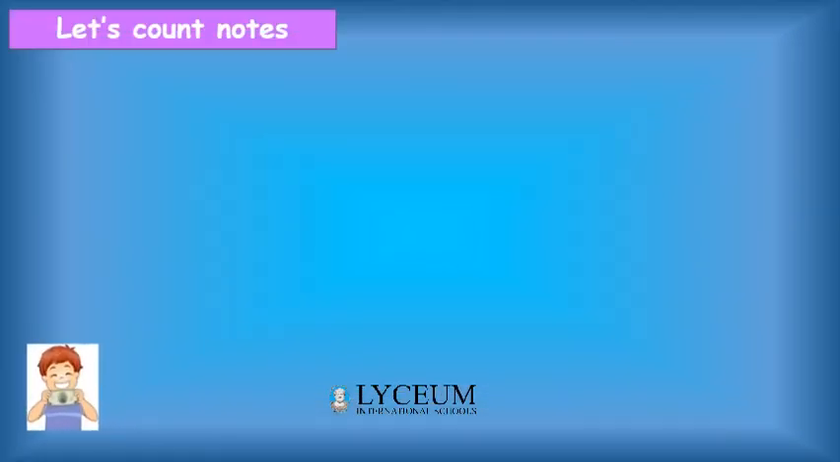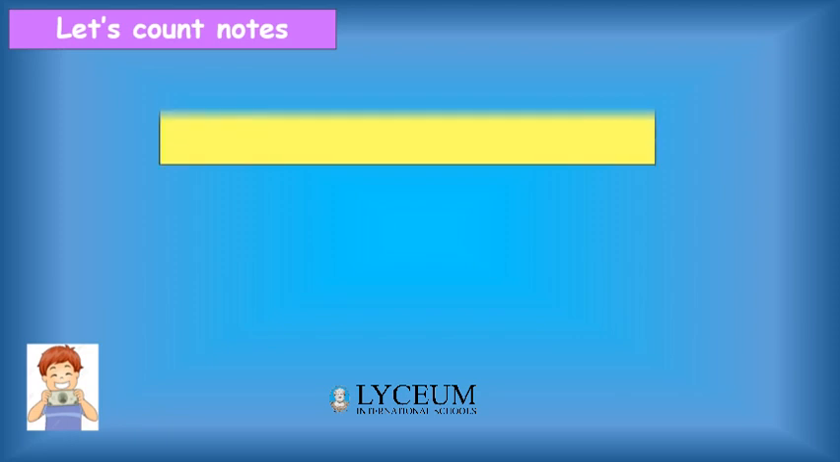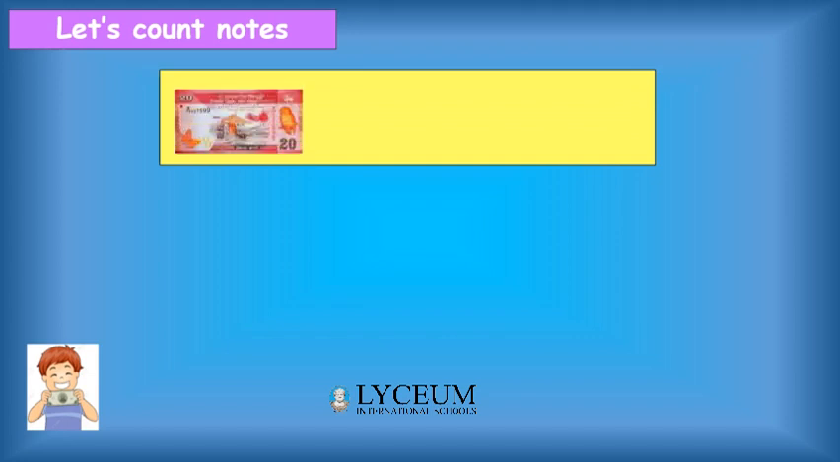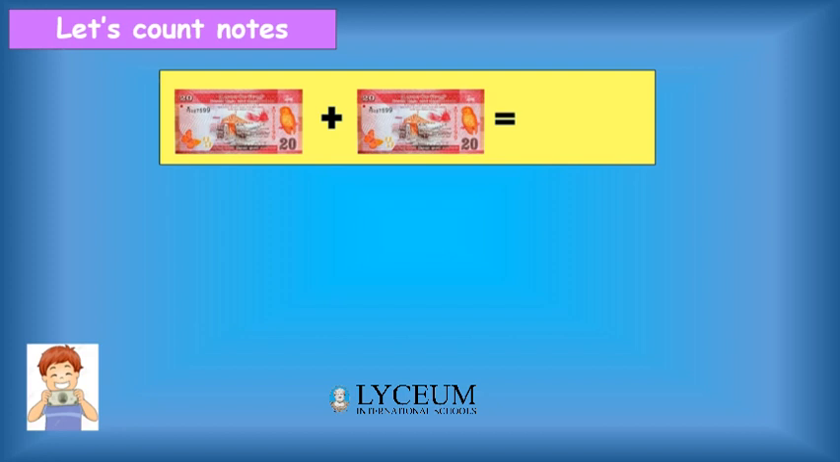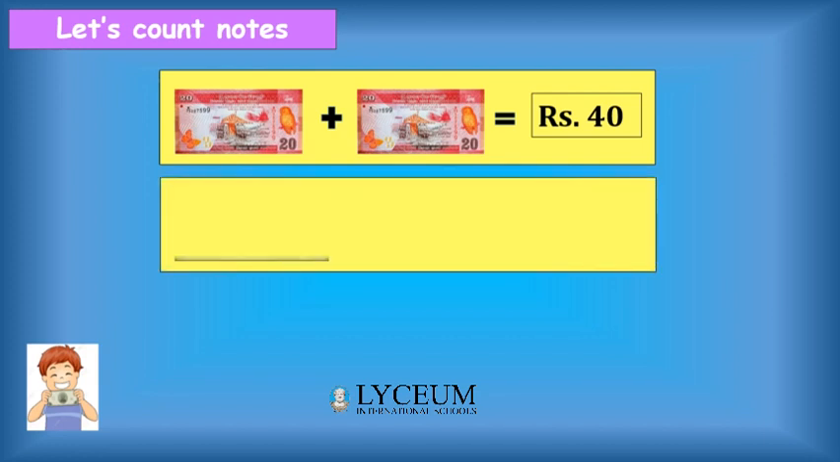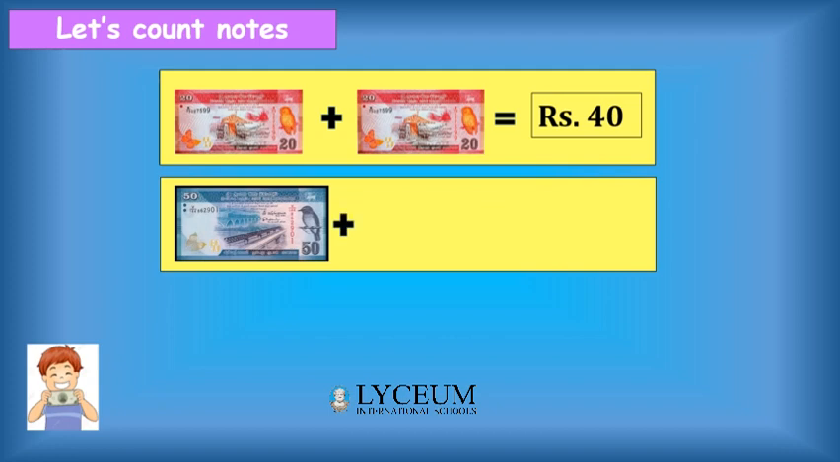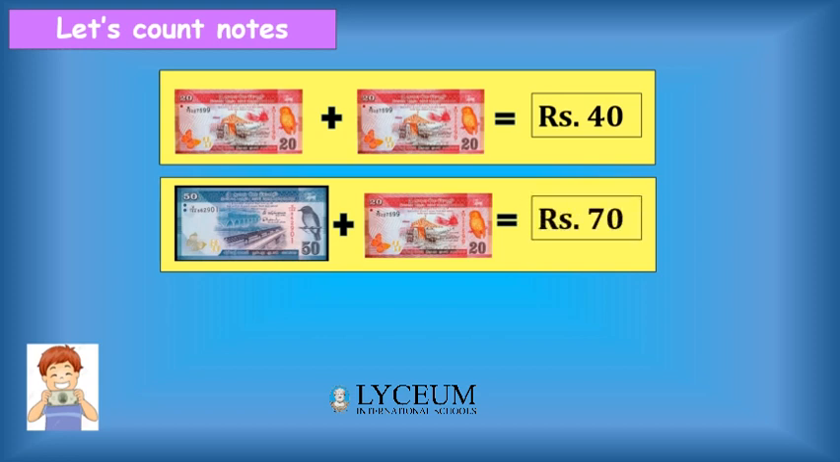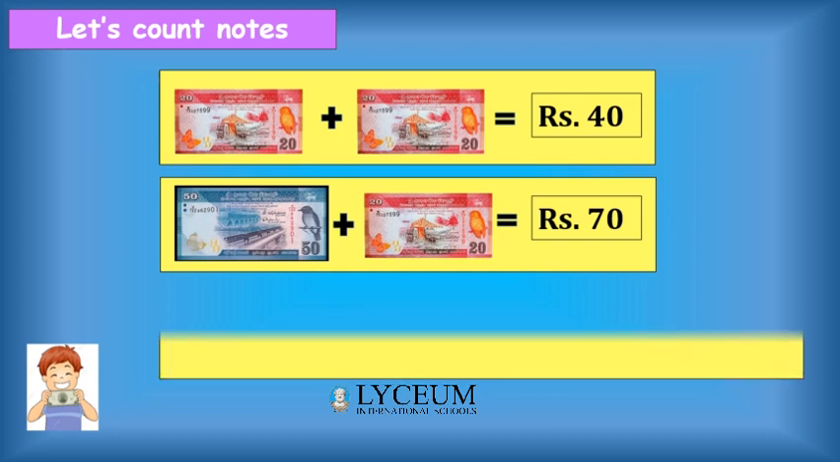Okay, children. Now, let's move on to counting notes. This is also very simple for you because you already know how to count in tens. Let's start. First example, 20 rupees plus 20 rupees. Very easy. 20 plus 20 makes 40. Answer is 40 rupees. Second example, 50 rupees plus 20 rupees. 50 plus 20 gives us 70. Answer is 70 rupees.